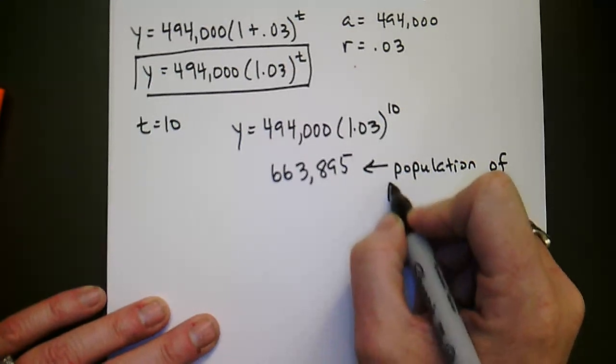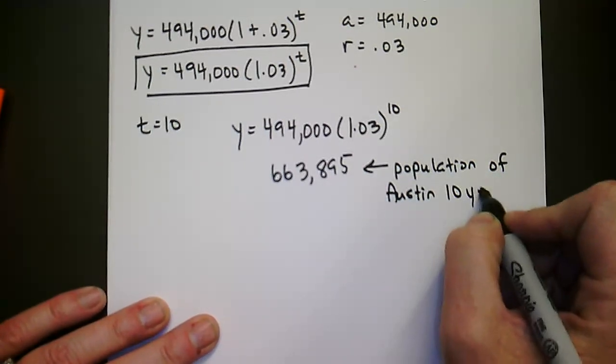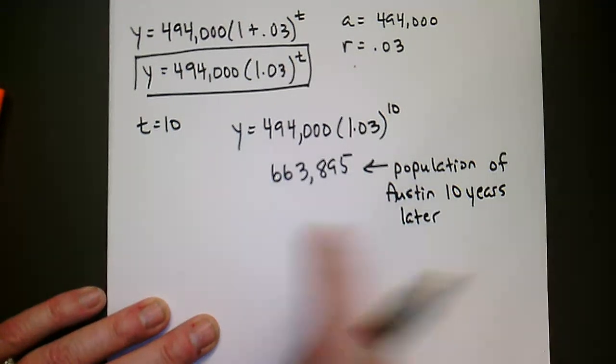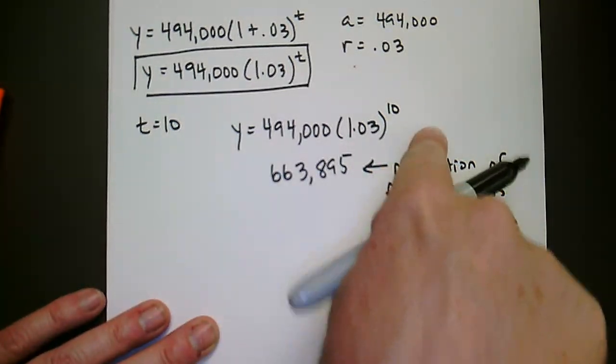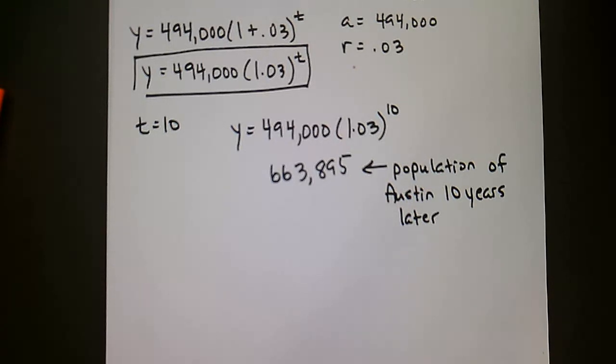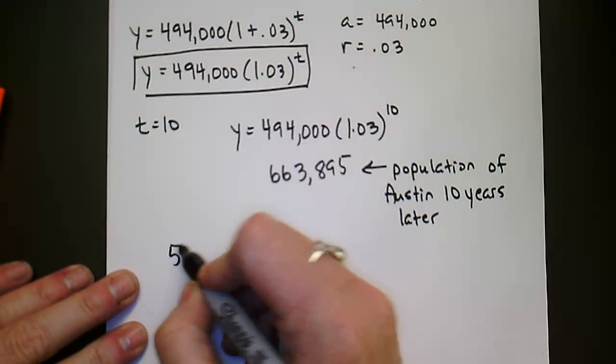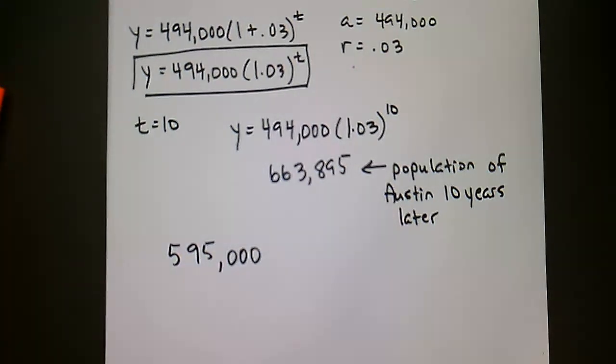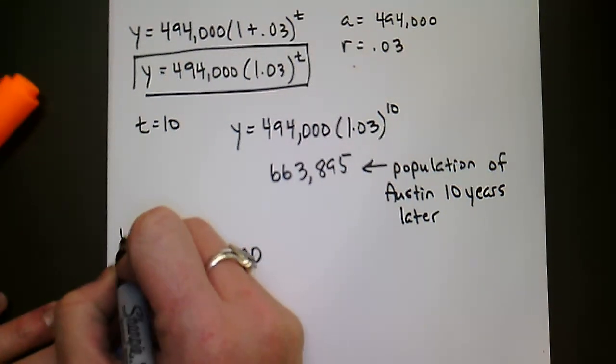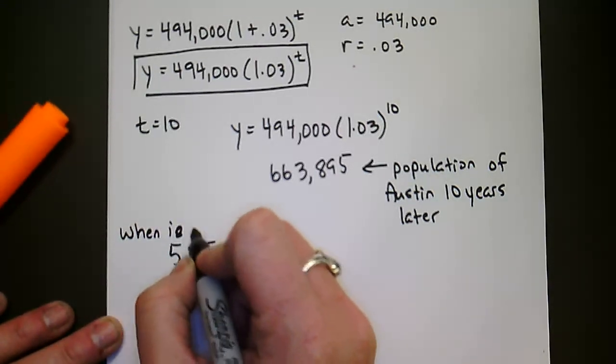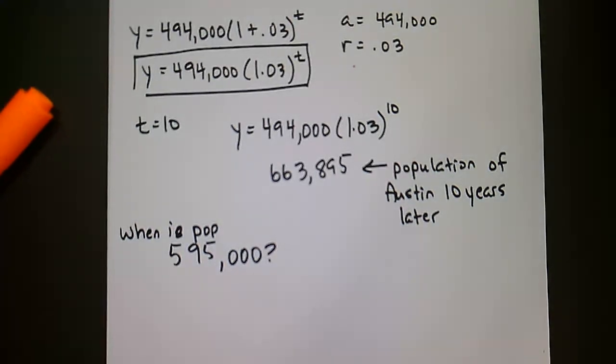This is the population of Austin 10 years later. We're tracking the population over time, so y is going to equal the population, and t is going to equal the time. Now the last thing they asked us to do was to estimate when the population hit a certain number. Let me write that down: 595,000. So we want to know, when did the population get here? When is the population 595,000? The only way to solve that right now is to guess and check.